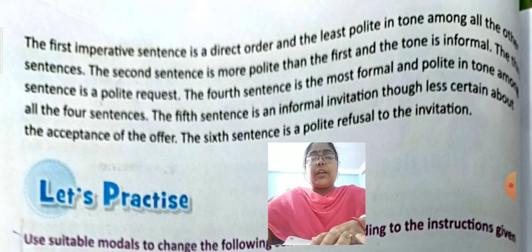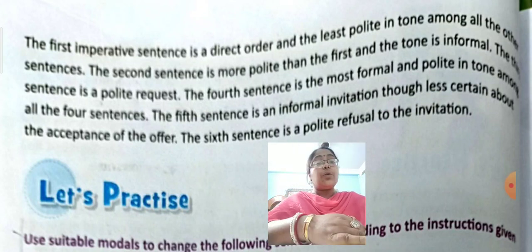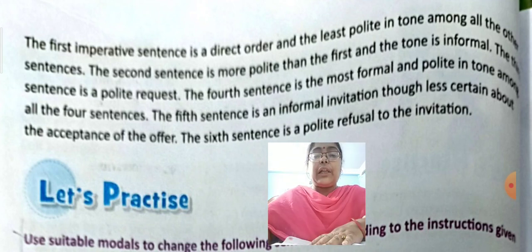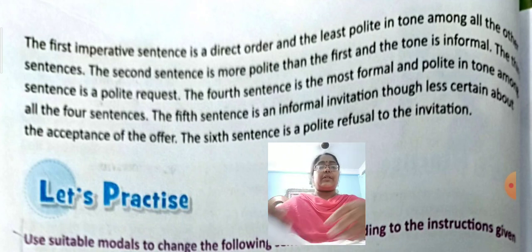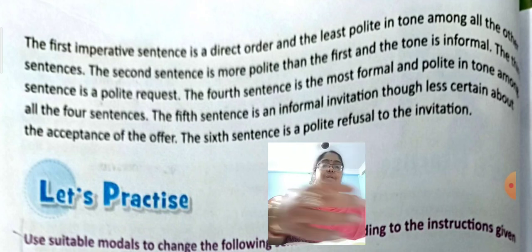The next one, among all other sentences, the second sentence is more polite than the first one and the tone is informal. What is it? Can you open the door? So, the tone is a little more polite. Okay. The third sentence is a polite request. What is in the third sentence? Would you open the door for me? It's a polite request. Okay.